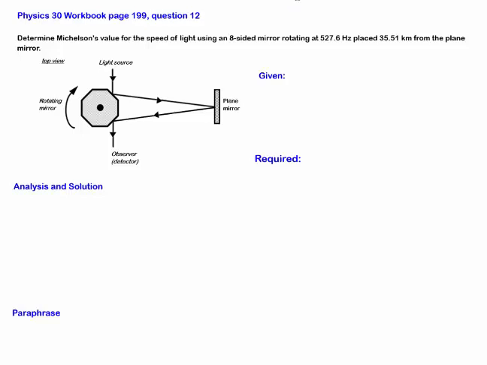Hey there, so now we're going to be looking at Physics 30 Workbook page 199, question 12. And this is one of those Michelson's value of the speed of light experiments. And we're going to be calculating the speed of light using this 8-sided mirror. And that mirror is going to be rotating at 527.6 hertz. And it's placed 35.51 kilometers from a plane mirror.